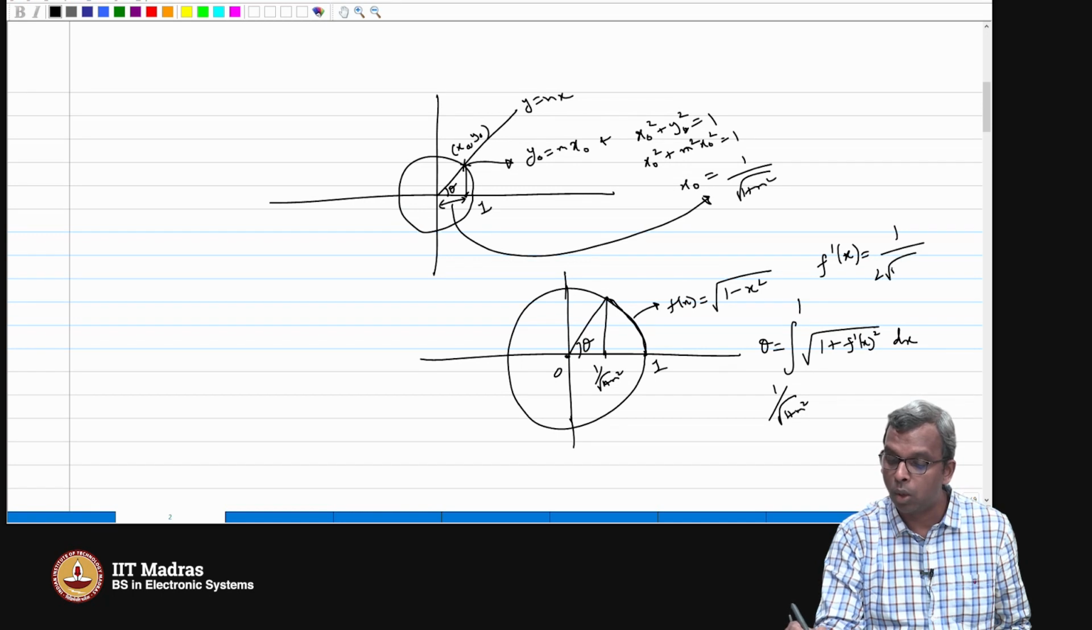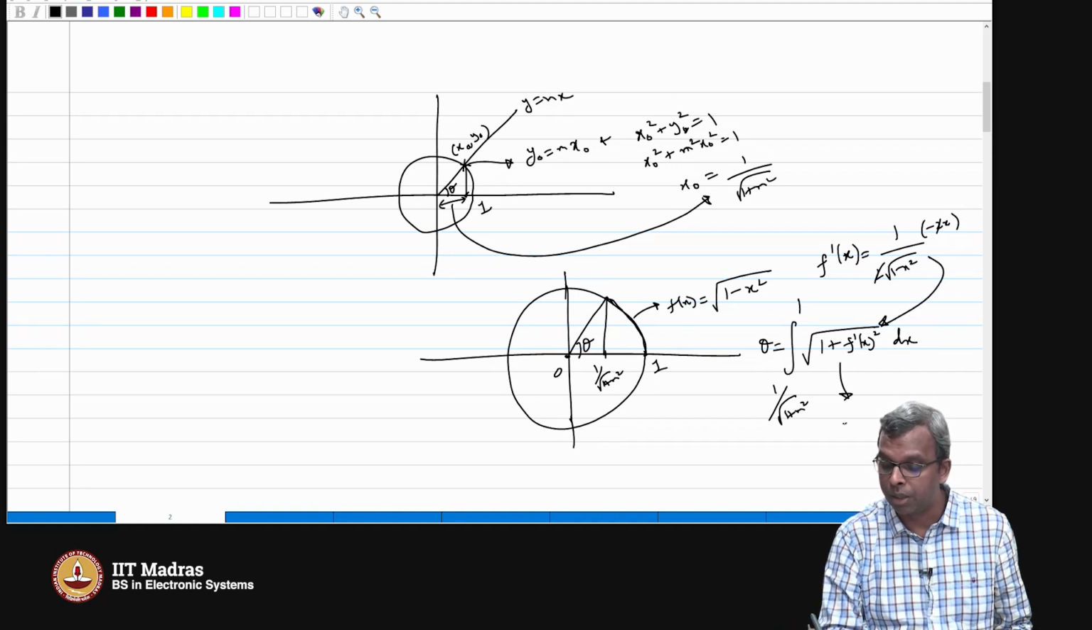One by 2 root 1 minus x squared times minus 2x. This 2 and 2 will cancel. So, you just get this. So, if you plug that back in here, you will get that this expression becomes equal to 1 by root of 1 minus x squared.